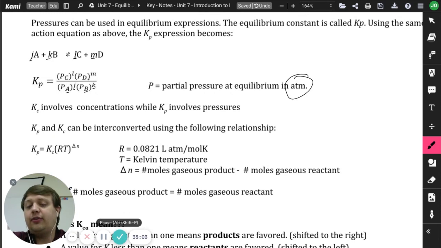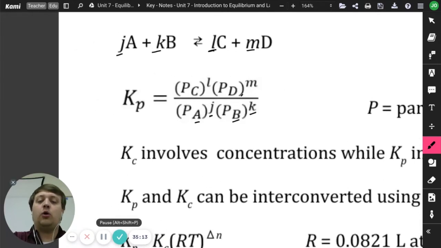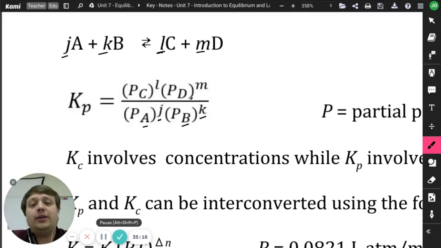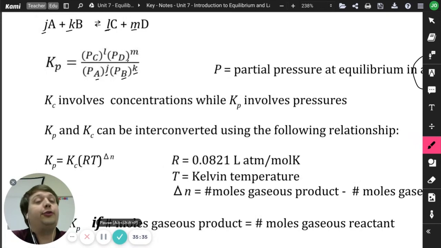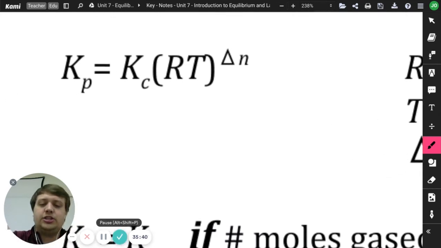Again, Kc involves concentration, Kp involves pressure. But essentially, you're going to solve them in the same way. Kp is solved using our equilibrium expression, just like we did with our Kc. Now, are they the same thing? No, they're not. One has to do with concentration, one has to do with pressure. But we do have a formula that allows us to convert from one to the other.